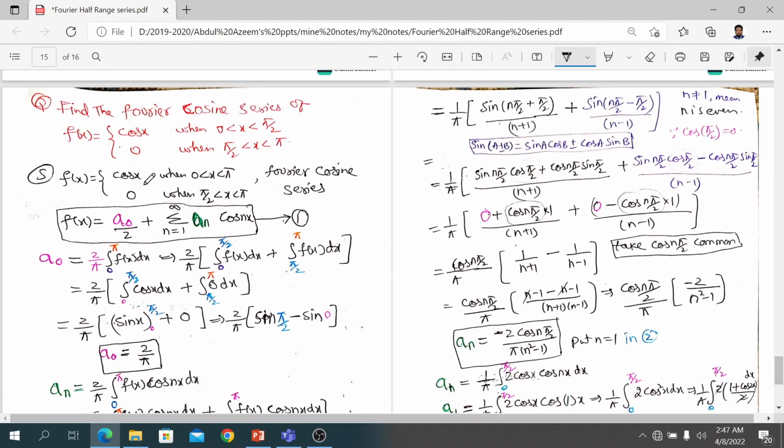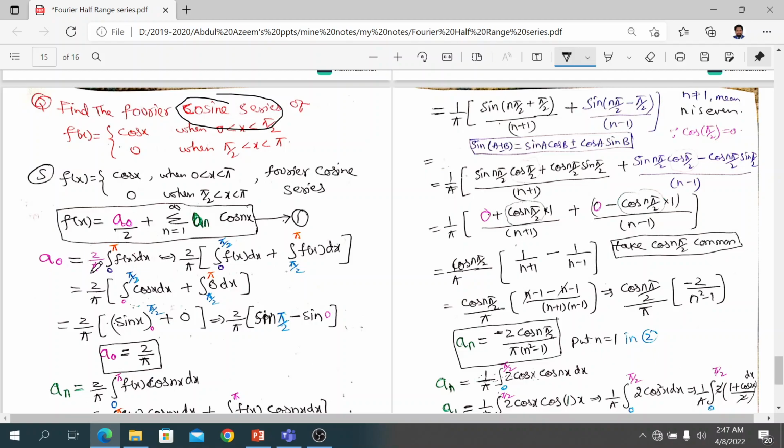Now last question. Find Fourier cosine series of f of x equals cos x when limit 0 to pi by 2, and 0 when pi by 2 to pi. Okay. Since cosine series is there, we have f of x equals a naught by 2 plus sigma n is equal to 1 to infinity an cos nx. First equation. First we will find a naught value.